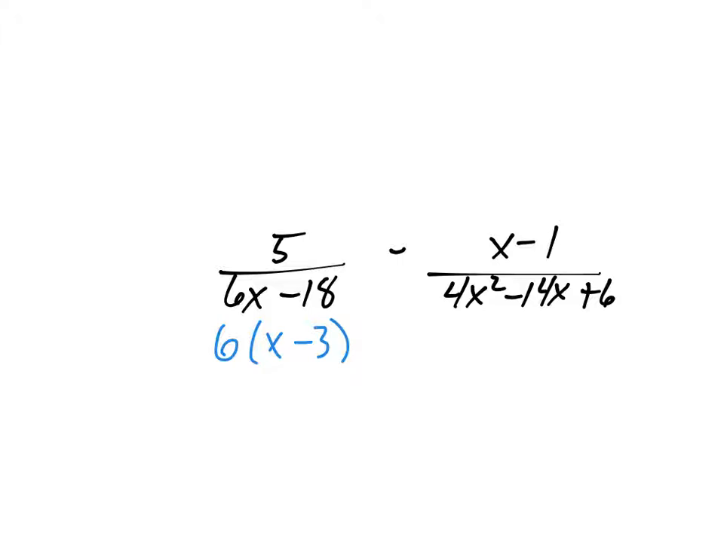What about my second denominator? What's the first thing I can do? Do the full thing, just the first thing. Pull out a 2, right? The whole thing is divisible by 2. So I'm going to factor out a 2. That leaves me with 2x squared minus 7x plus 3. Does that factor? Yes, it does. What does it factor into?